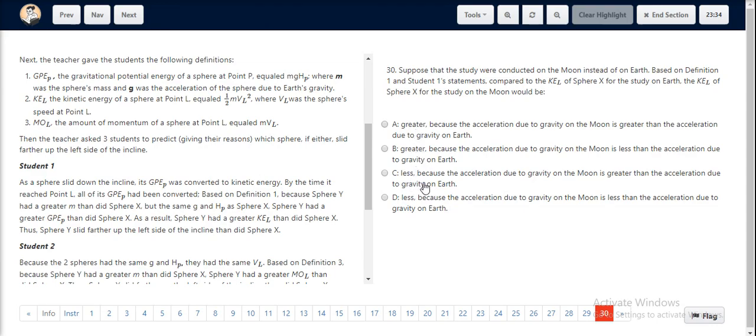C states that it will be less because the acceleration due to gravity on the Moon is greater than the acceleration due to gravity on Earth, which is not true, since the acceleration due to gravity on the Moon is less. Hence, option D would be the correct choice.